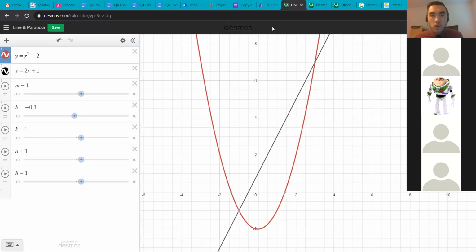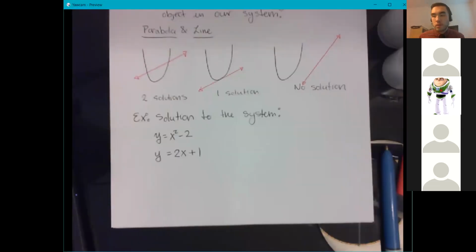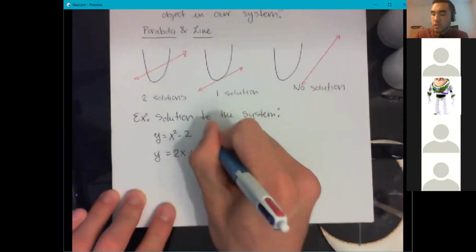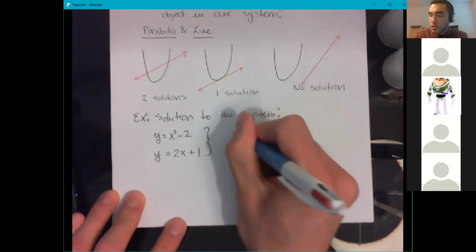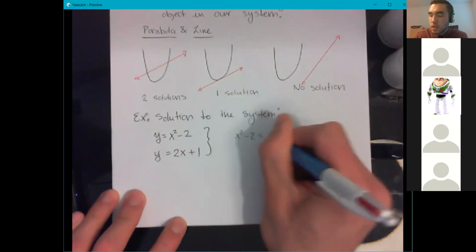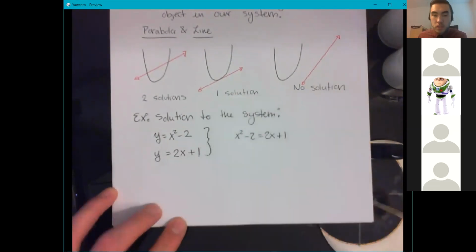All that we're going to do is substitute these equations into each other. And notice both of these equations are already solved for what variable? Y. They're both already solved for y. So even though each one of these represents its own equation, substituting them is as simple as setting them equal to one another. So if I'm looking for the place where they're equal, x squared minus 2 has to be equal to 2x plus 1 at that position.